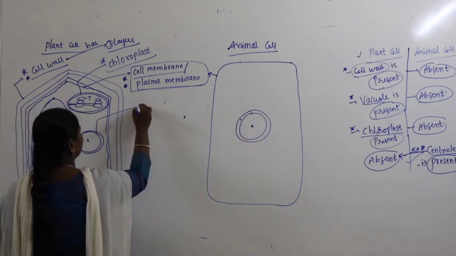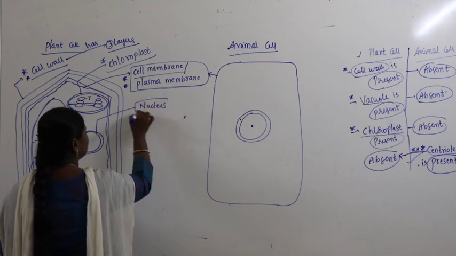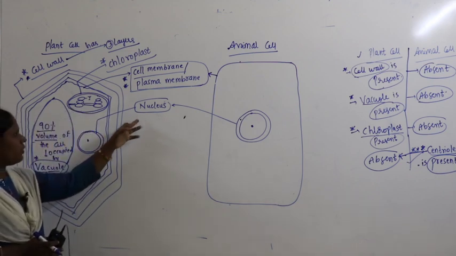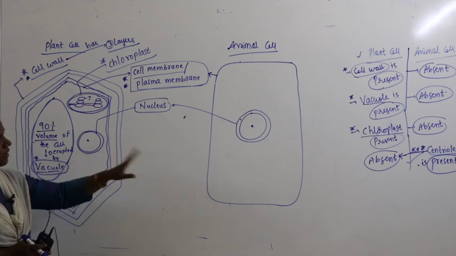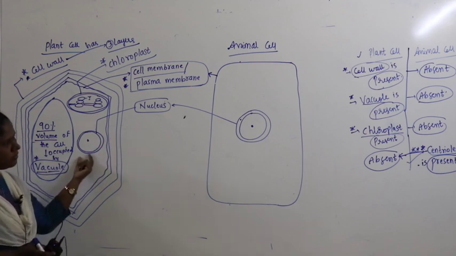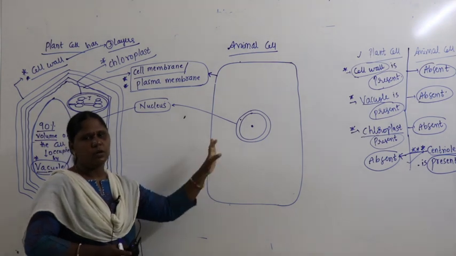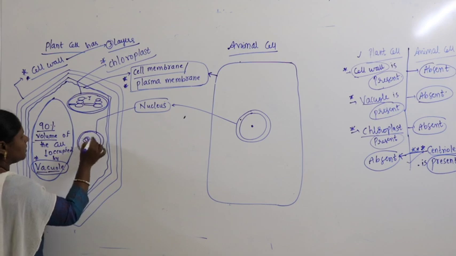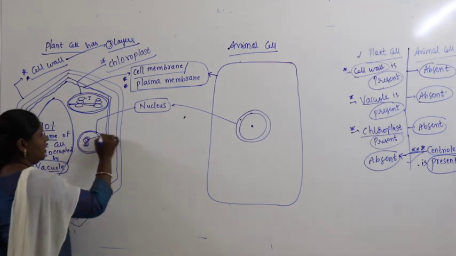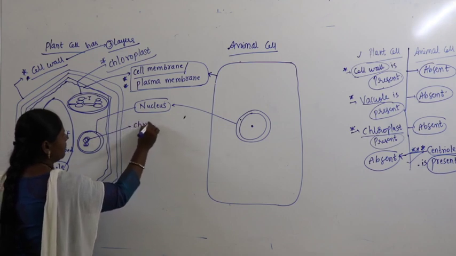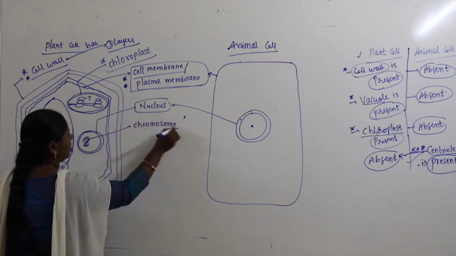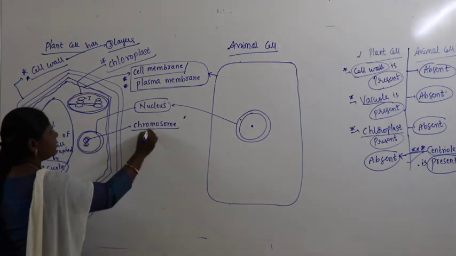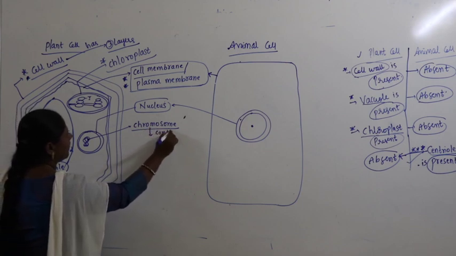So I am writing here, the nucleus is common for both plant cell and animal cell. Here also a double membrane bound nucleus, there also a double membrane bound nucleus. Inside the nucleus what we find is the chromosome, or we find DNA. Chromosome contains nucleic acids.